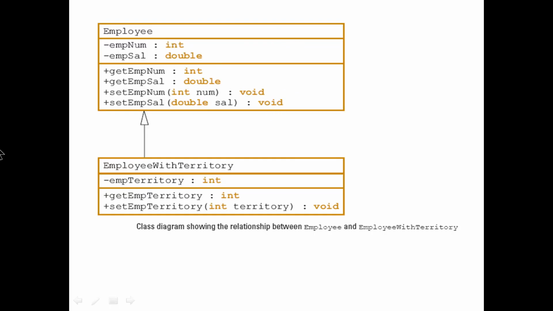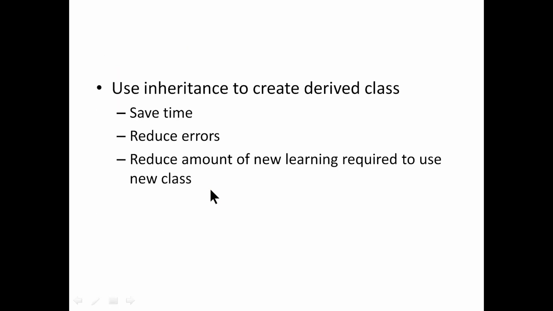In UML notation, when we create an EmployeeWithTerritory, we see this inheritance symbol. We say EmployeeWithTerritory is an Employee. It is a class diagram showing the relationship, and we say "is a". That means EmployeeWithTerritory is an Employee. The rest of the code, you know how to write it.